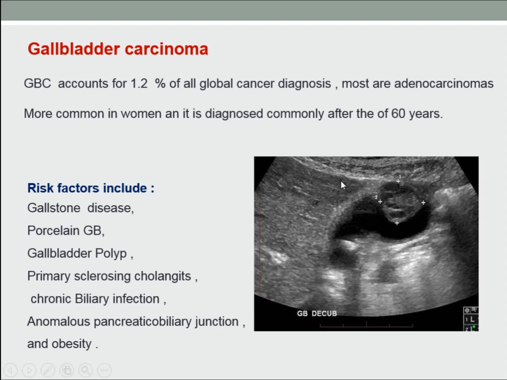Porcelain gallbladder: when there is chronic cholecystitis, calcification of the wall of the gallbladder, mural calcification, is called porcelain gallbladder. It has a risk for malignant change. Previously, it was thought that maybe 20 to 30% would undergo malignant transformation in this condition. But nowadays, they found that it's less, about 5 to 7% risk of malignant transformation. So cholecystectomy in these patients is not always performed nowadays.